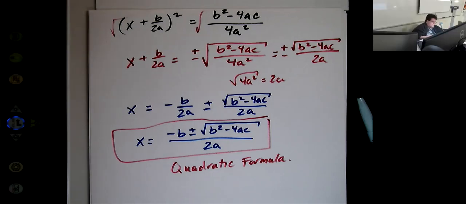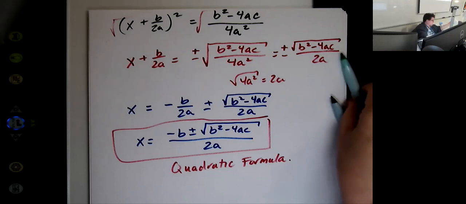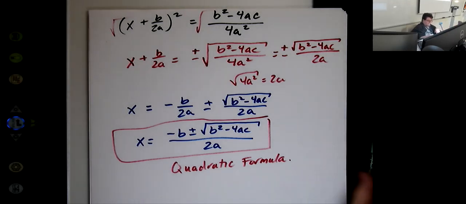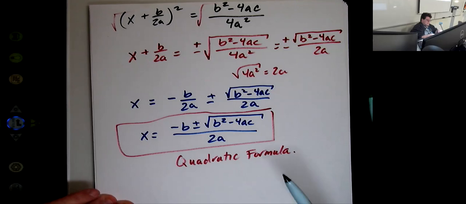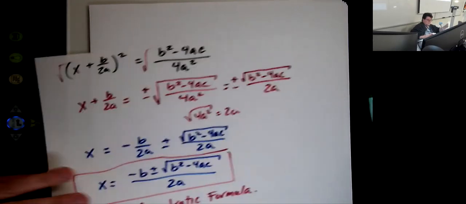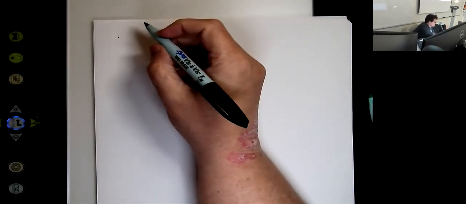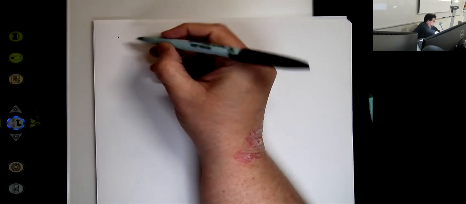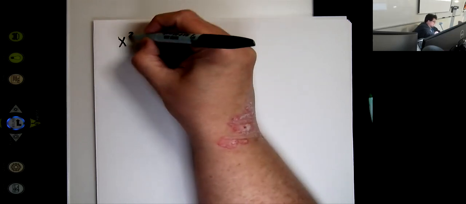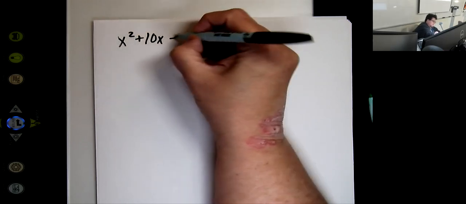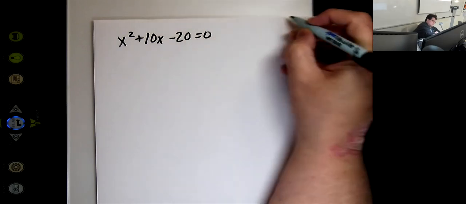So let's look at some examples of completing the square without the quadratic formula. That's the derivation of it there. So let's do x squared plus 10x minus 20 equals 0 by completing the square.